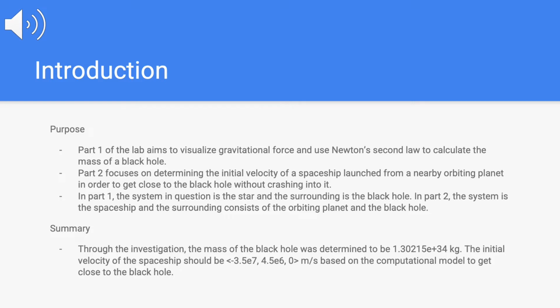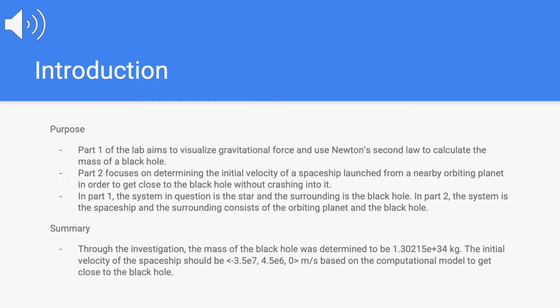The second part focuses on determining the initial velocity of a spaceship launched from a nearby orbiting planet in order to get close to the black hole without crashing into it. In part 2, the system in question is a spaceship, and since the orbiting planet and the black hole both exert a gravitational force on the spaceship, they make up the surrounding.